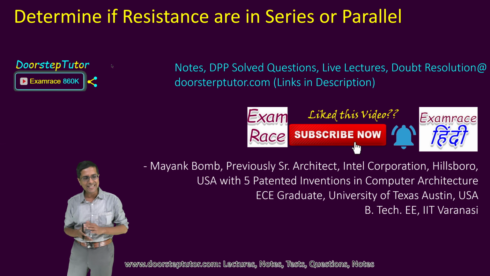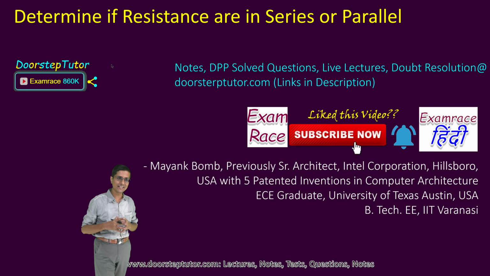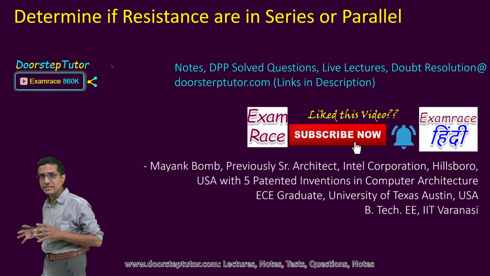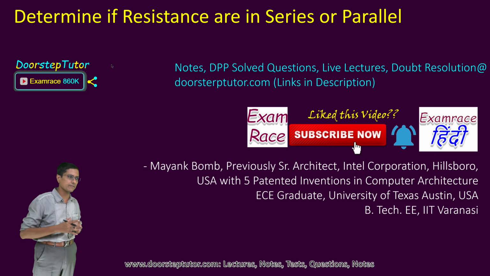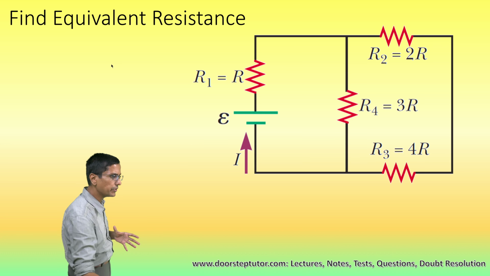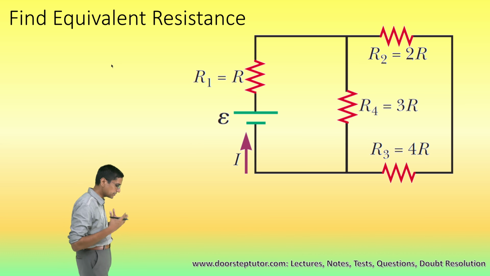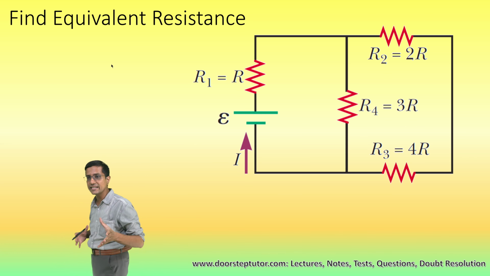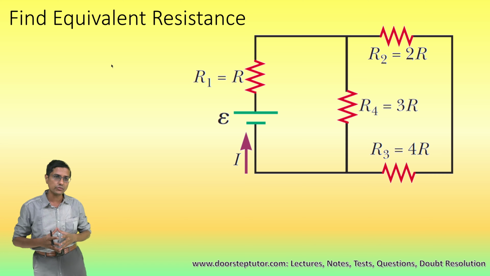Now we have been saying that we should always use formulas for series and parallel resistances in order to solve the circuit problems as much as we can. So in order to be able to use the series parallel formula, we have to understand which resistances are in series and which are in parallel. So here is a simple circuit.